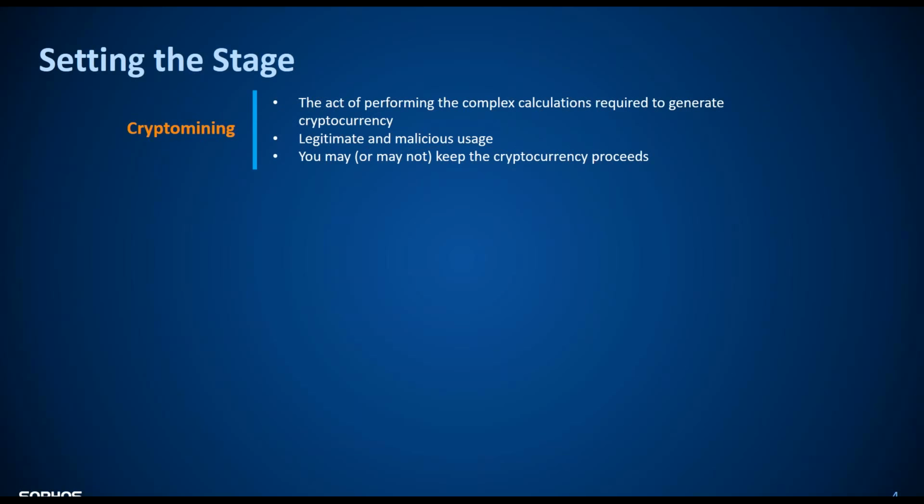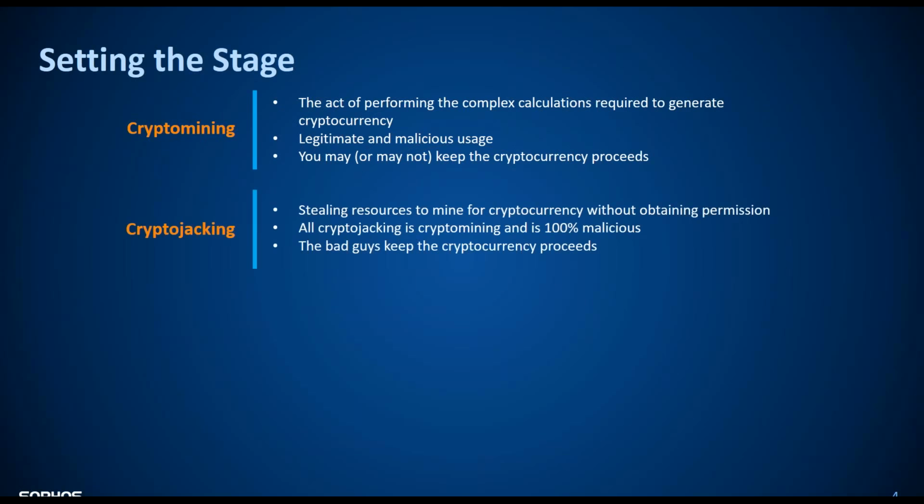And of course here we are also talking of legitimate and malicious usage. If you consent to this, if you're running the crypto miner by yourself, then everything is fine. If someone runs the crypto miner on your machine and you don't know anything about it and you don't get a cut for your investment, well then this is malicious usage, of course. You may or may not keep the cryptocurrency proceeds, depending on the situation, but typically crypto mining is just a general background technology that is used to generate cryptocurrency and to validate the transactions done in this cryptocurrency. Well, and there's cryptojacking. So cryptojacking is a combination of crypto mining and hijacking. This means it's stealing resources to mine cryptocurrency without obtaining permission.